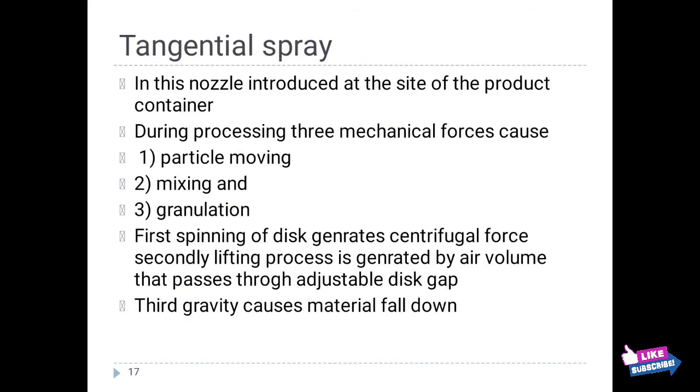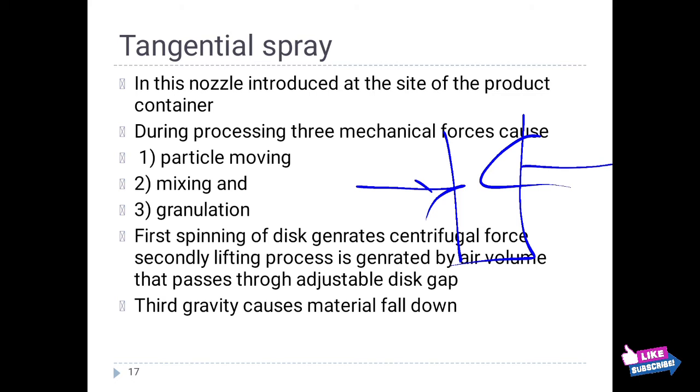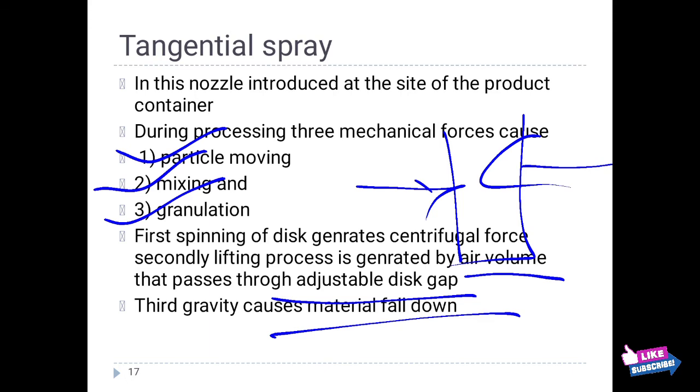Second is a tangential spray. I already told you these tangential sprays are of two types, right or left side. They are fitted in the fluidized bed system. The nozzle is introduced inside of the product container, and during processing there are three mechanical forces. First one is particle moving, second is mixing, third is granulation. First, spinning of the disc generates centrifugal force. You know what centrifugal force is? Centrifugal force is the force that moves the particles outward. Secondly, the lifting process is generated by air volume that passes through the adjustable disc gap. Third, gravity causes the material to fall down.